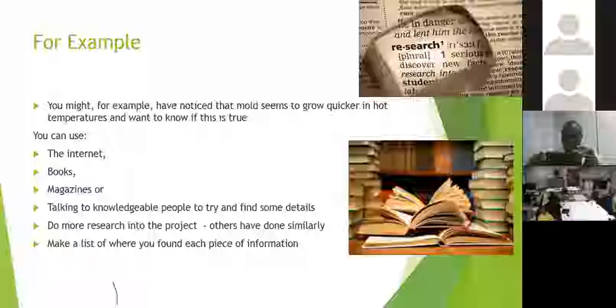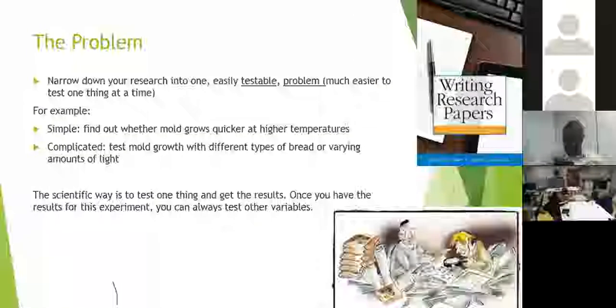There are so many tools that we use when we start finding out the basic concept of our research. We can use the internet, which is the basic tool that everybody has access to now. We can go to books in the libraries. We can use magazines. We can talk to knowledgeable people to find out more details about what they know or have seen or observed. We can look at what other people have done, because we always say we don't try to reinvent the wheel. People have already done what we're trying to do, so make sure you talk to them and look at what they've done already. And make a list of where you find each piece of information, because that is what is going to help you in writing your research.